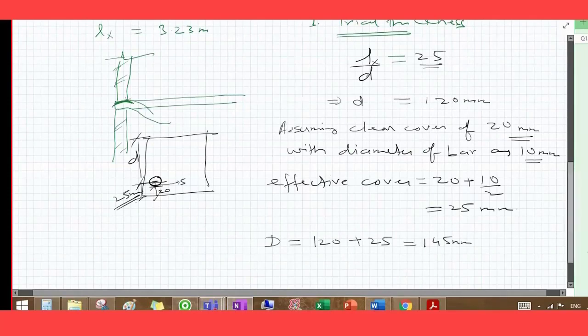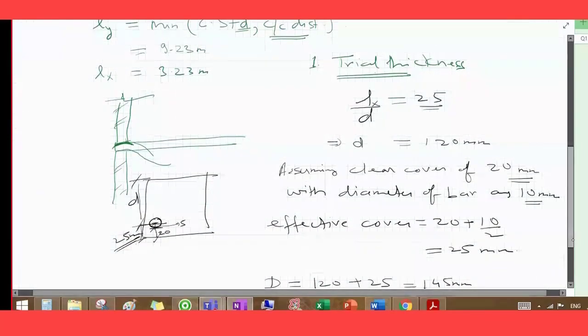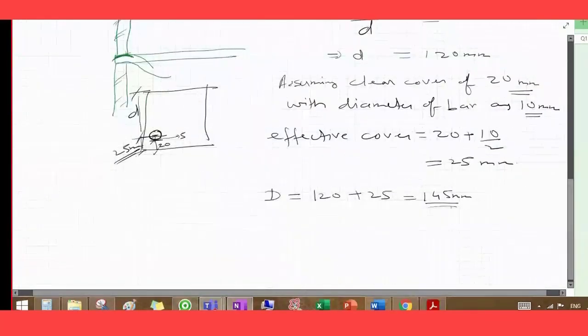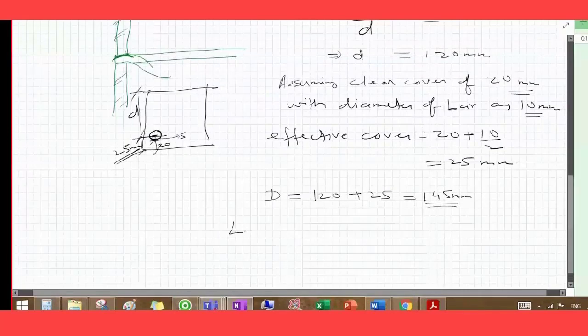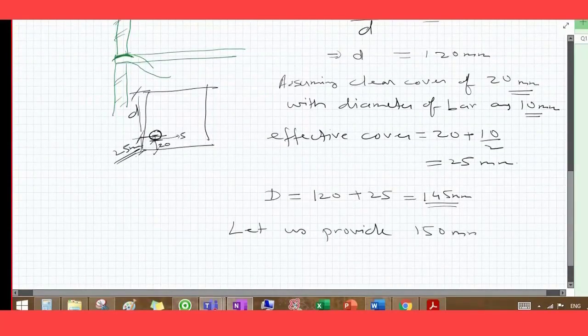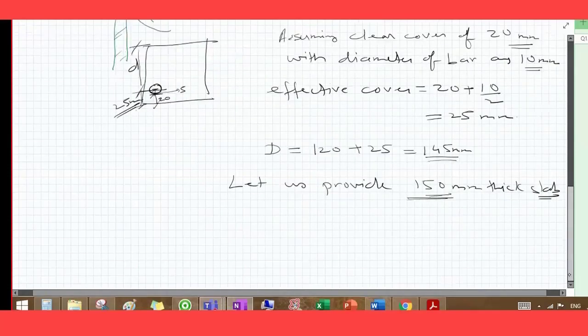Okay, so since I'm having the trial, I have written trial thickness. Rather than going with 145 mm, let us provide 150 mm thick slab. So I have increased by 5 mm. I'm providing a little bit more, so that when I later check for shear and for deflection, if I am having a little bit more thickness, it is going to satisfy the criteria. So this is your final thickness of the slab which you are providing.